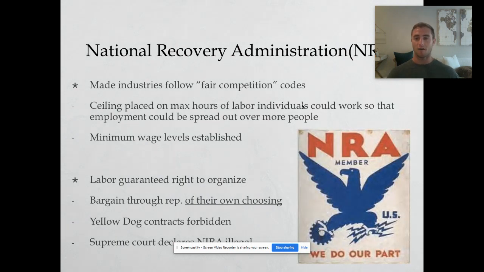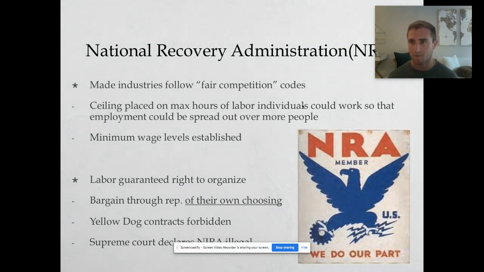And then a very important one, the National Recovery Administration. This was one of the most controversial laws passed during the New Deal. When you think of NRA, no, not the National Rifle Association. This is the National Recovery Administration. So this is the federal government getting involved in the economy in a way that certainly the framers would have been skeptical about. These were fair competition codes. This is the federal government telling businesses that they have to follow certain codes. And these codes involved putting a max number of hours that somebody could work.